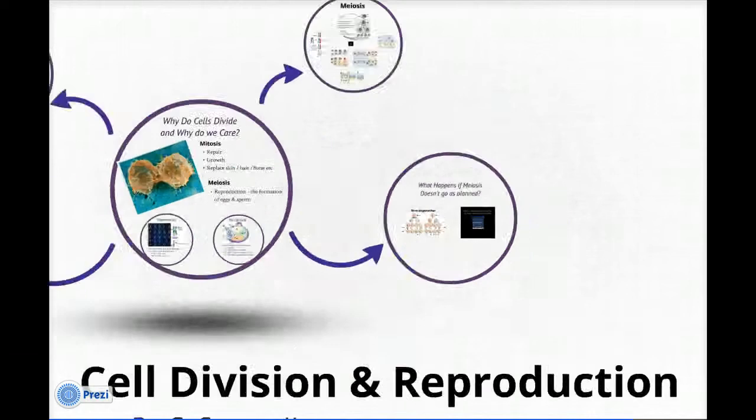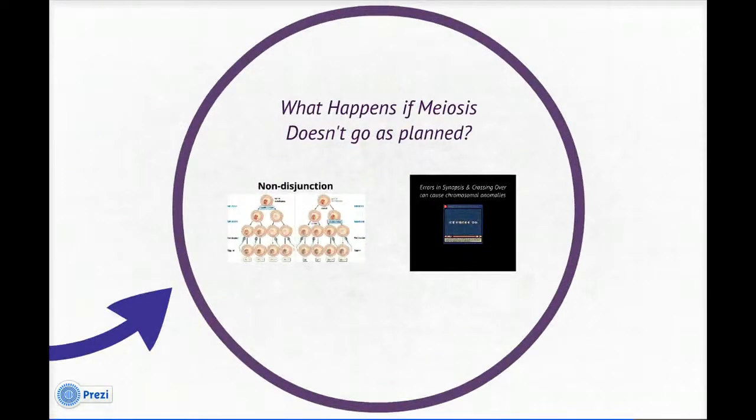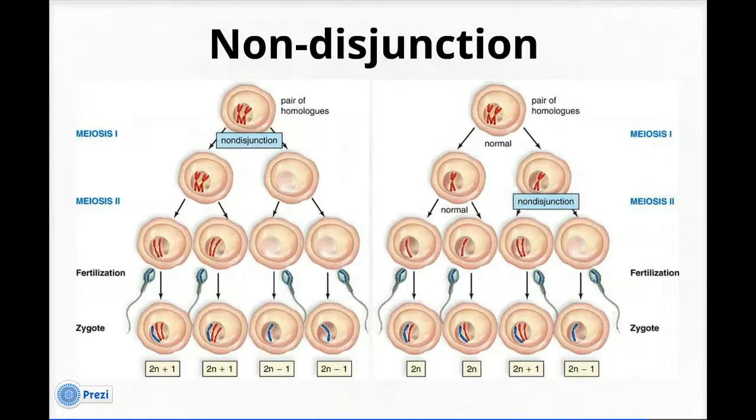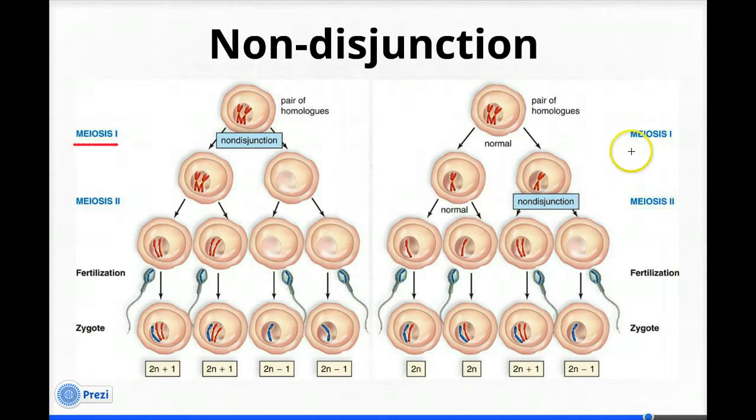So now a quick look at what happens if meiosis doesn't go quite as planned. This is where we'll see some chromosomal abnormalities or anomalies. The first situation involves nondisjunction. In nondisjunction, chromosomes don't necessarily separate properly. This can either happen during meiosis 1 or during meiosis 2. Either way, you end up with daughter cells that have either too many or too few chromosomes.